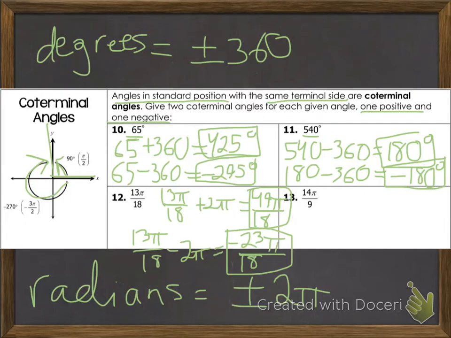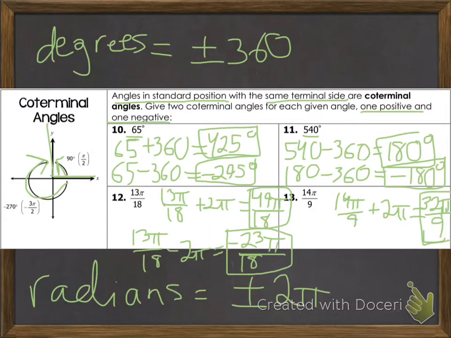Let's do one more. We have 14 pi over 9. So we're going to go ahead and add the 2 pi. So you're going to type 14 over 9 into your calculator and then add 2. And that's going to get you 32 over 9. And then once again, you need to add the pi at the end. So then your final answer is 32 pi over 9. So this is our positive coterminal angle.